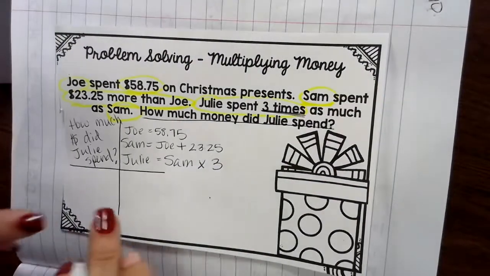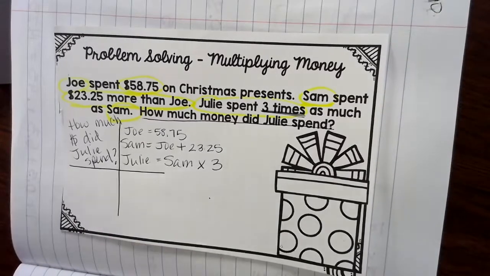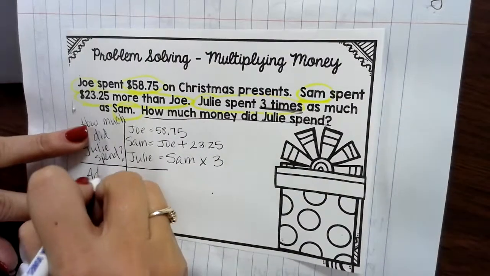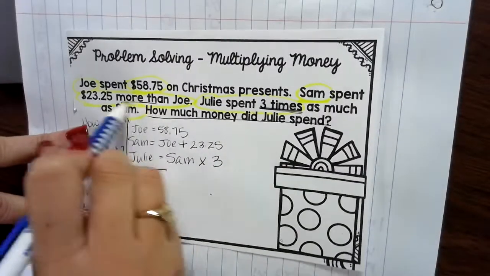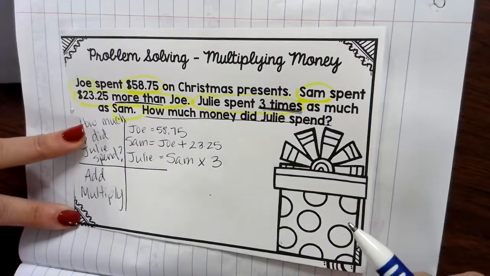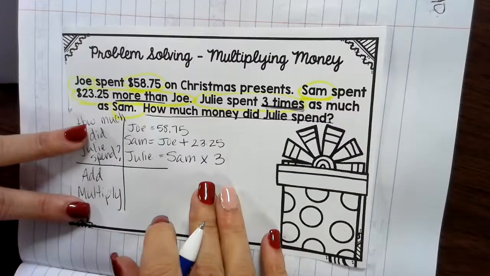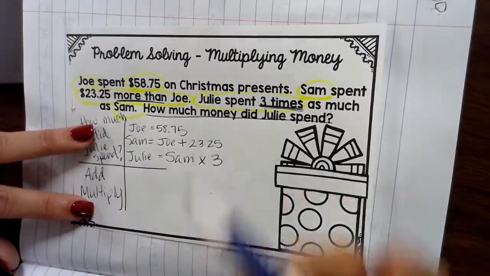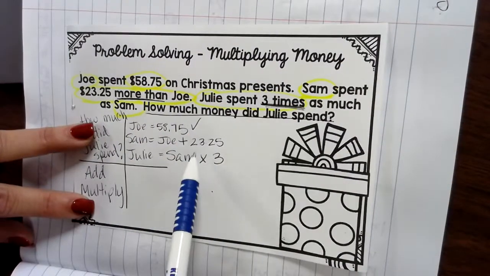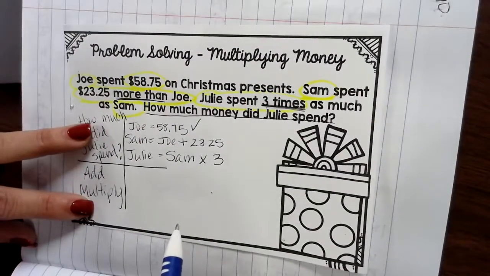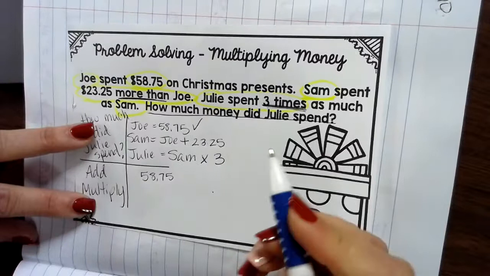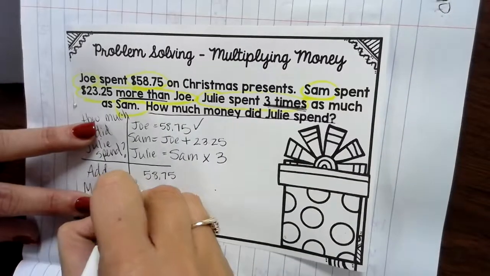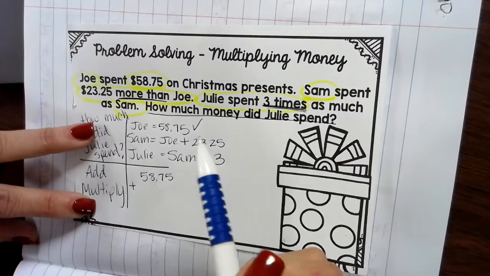Okay. So to solve this, well, it looks like I'm going to do some adding. I'm going to do some multiplying. So I'm going to add and multiply. And I know this because more than and 3 times, that tells me that I'm adding and multiplying, okay? So first I need to figure out, I already know what Joe made. Joe's $58.75. I need to figure out Sam. The way that I figure out Sam is by taking Joe's $58.75, and more than means I'm going to add because he spent more than he did, okay?